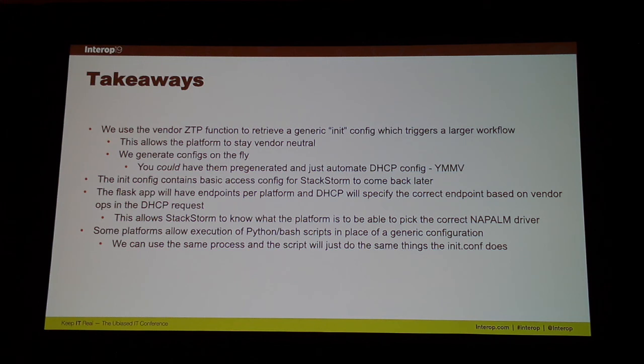And so again, the way that we're doing that is we have two different HTTP endpoints. A Cisco device goes to the Cisco endpoint, a Juniper device goes to the Juniper endpoint. They get those initial configs. Those configs really do the same thing. Again, they're just enabling SSH, putting a super user on the box, something like that, so that StackStorm can then come back later. And so this allows the whole platform to be vendor neutral in this way.